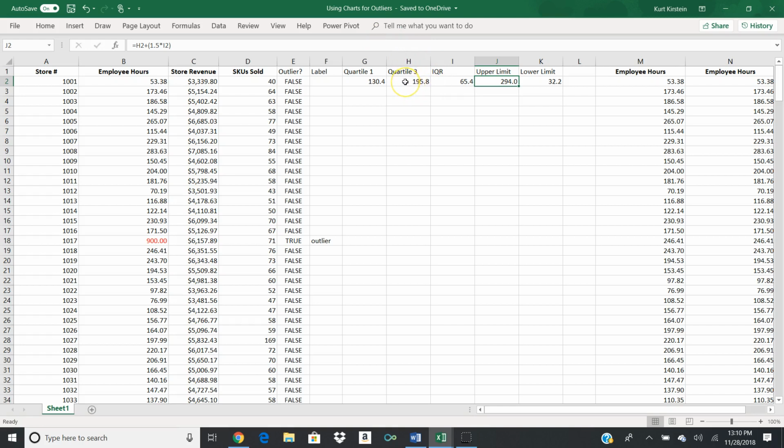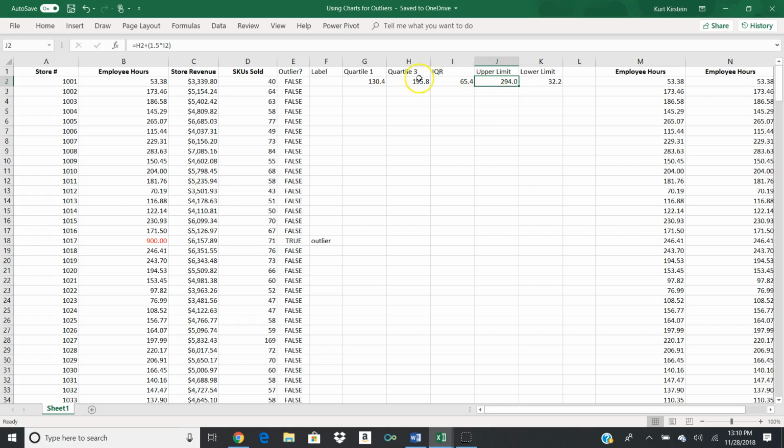H2 is our top value, our maximum value, plus 1.5 times I2, which is our interquartile range. And that's a fixed formula for you, easy to put together, and that takes care of our upper limit. For our lower limit, we're going to do the same thing, just in the opposite direction.